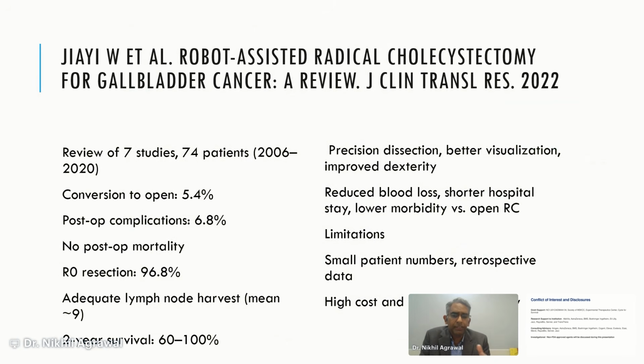And in this, they figured out that precision dissection, visualization, and dexterity were better with the robotic approach, and blood loss was reduced, hospital stay was shorter, and morbidity was lesser when compared to the open radical cholecystectomy. Obviously, this is a small series. I mean, everybody is currently having a small series of robotic radical cholecystectomy. Cost and accessibility are issues. Patient selection is an issue. But beyond these things, it's definitely feasible, definitely doable, and helps the patient.